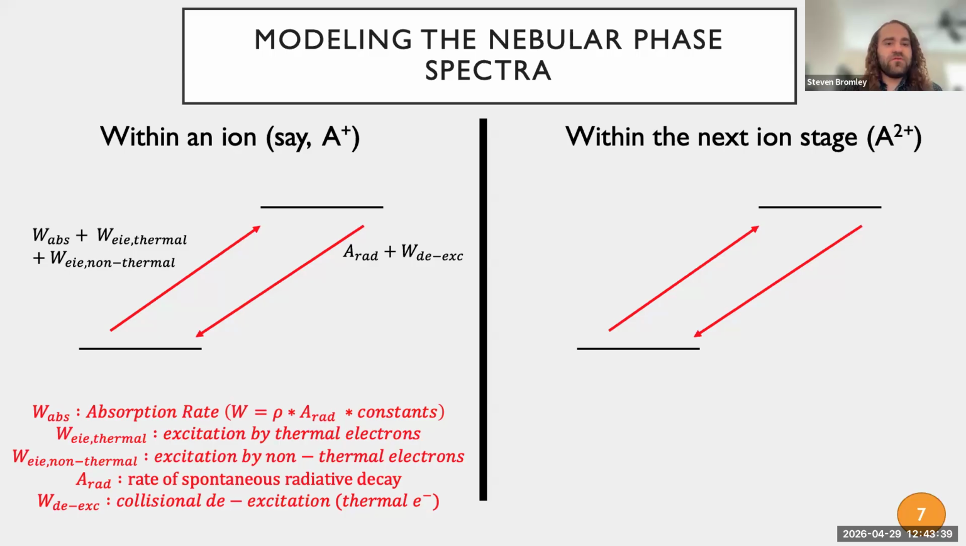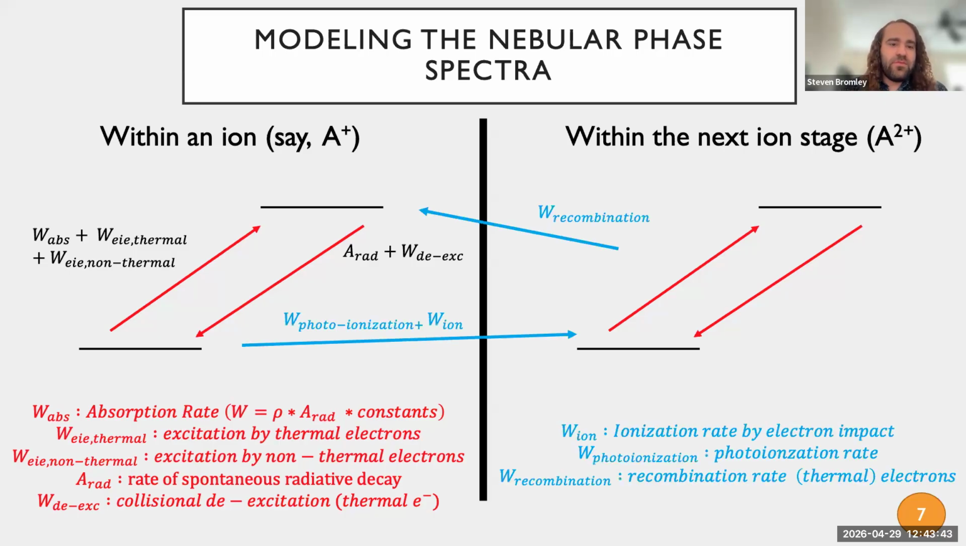We also have to consider how these ion stages are coupled together. Neighboring ions can be formed by recombination from higher ion stages, but ions can also be formed from ionization, either from the radiation field, from UV photons, or from ionization by these non-thermal electrons. All of these processes are described by, in some cases, a cross-section, in others, a rate coefficient. And the ones that really matter are going to depend on these two electron populations.